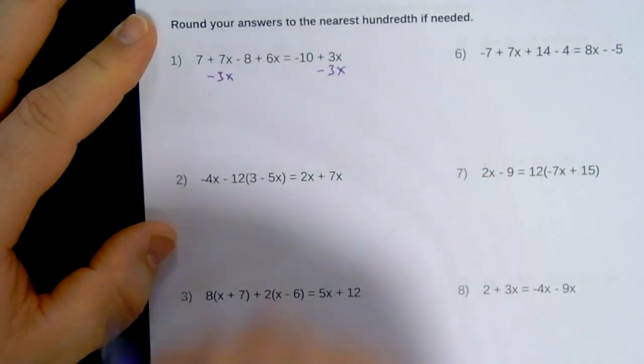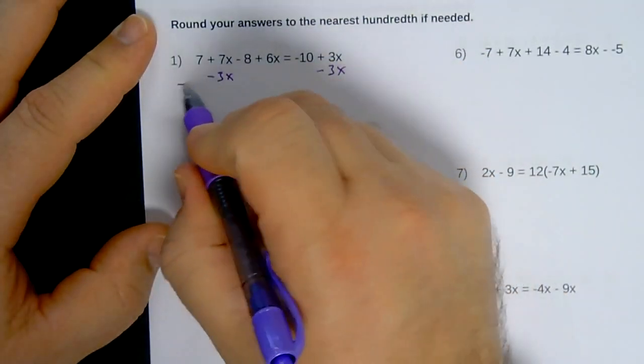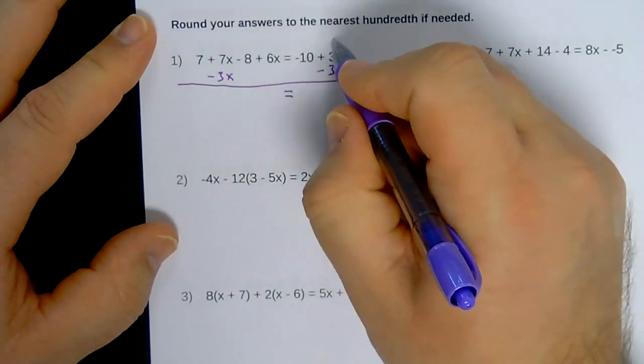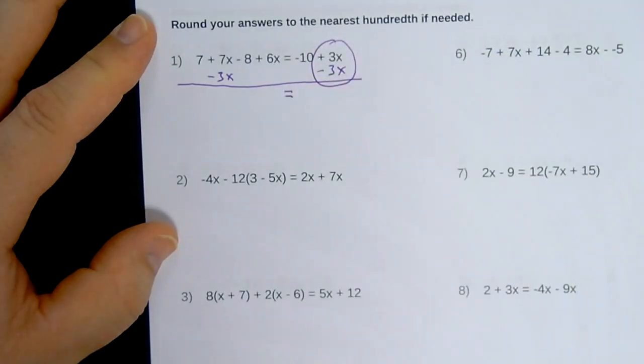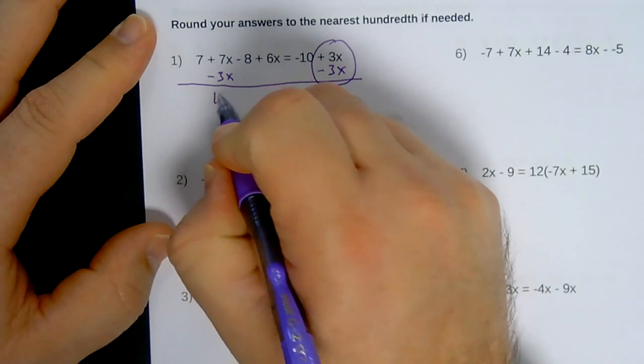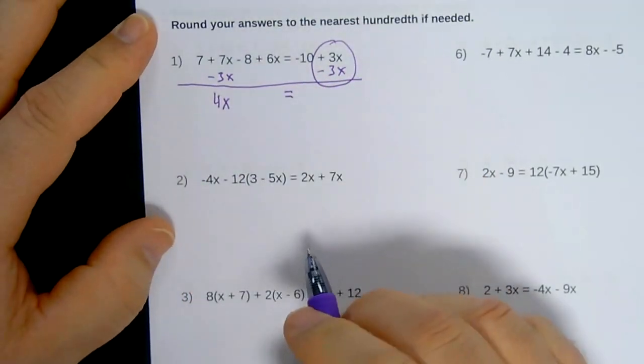I'm going to keep everything lined up. So get into a good habit of doing that. So here's my equal sign, bring that down. That is going to disappear. 7x minus 3x, that gives me 4x.